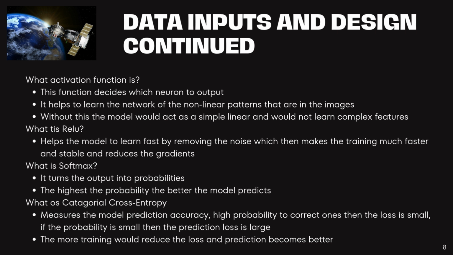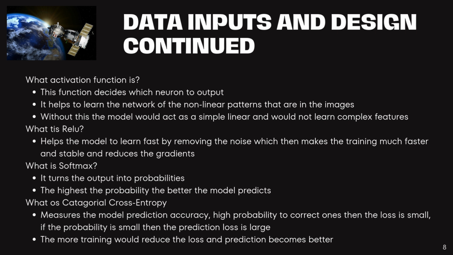Also in the code there is an activation function. The activation function decides which neuron to output, and this is part of the neural network architecture that the model has. It helps to learn nonlinear patterns in the images. Without the activation function, the model would basically be simple linear and not a complex model.